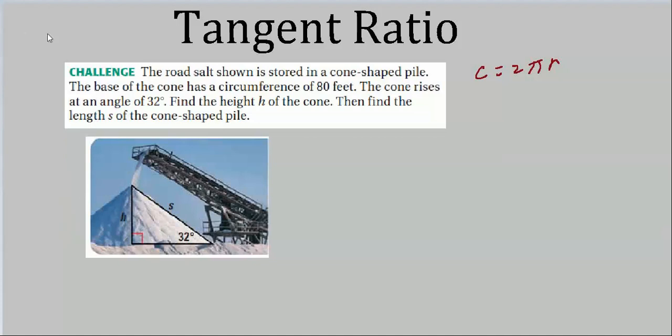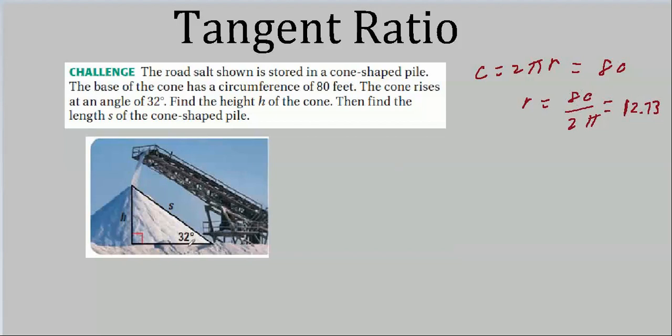In this case, we can find r, and r would be the distance from the center to the circumference. And we know that this equals 80, so r is just going to be 80 over 2 pi. So if we make use of that relationship, r is 12.73. This would be r here.